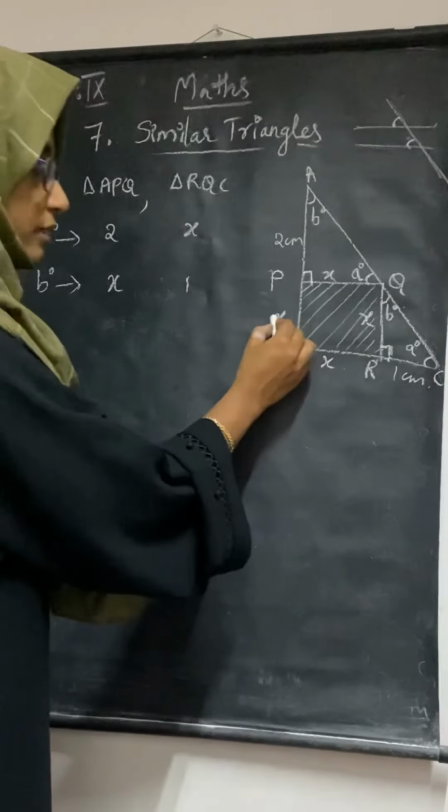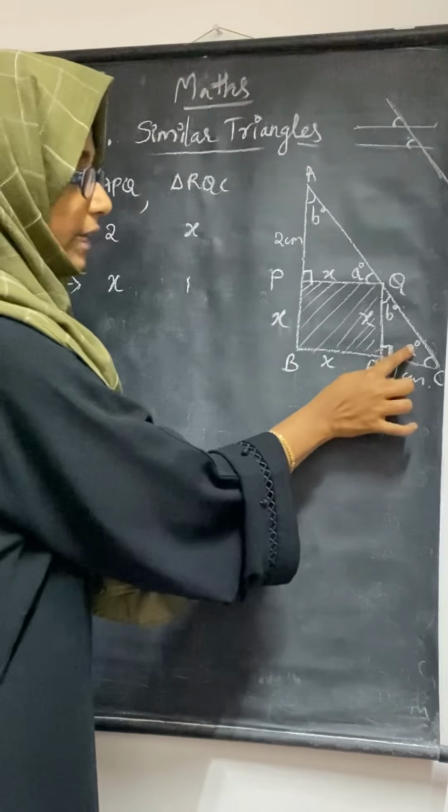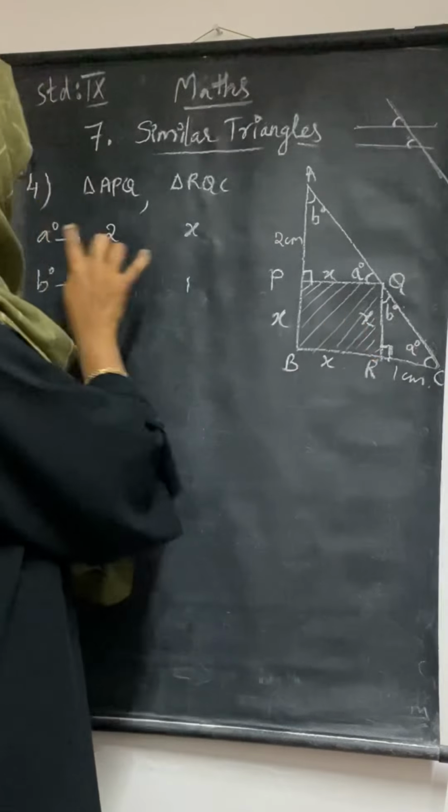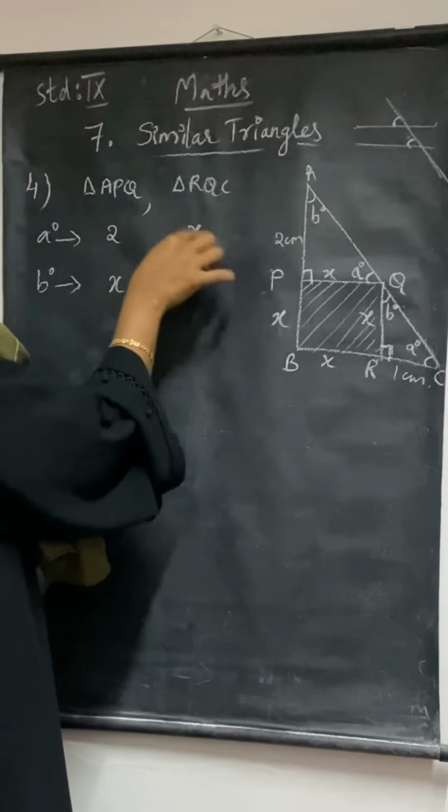X we are taking because we don't know the length of the square. If it is unknown, we are taking X. So A degree is opposite will be X. In triangle APQ, A degree is opposite 2, and in RQC, A degree is opposite X. So 2, X I am taking.